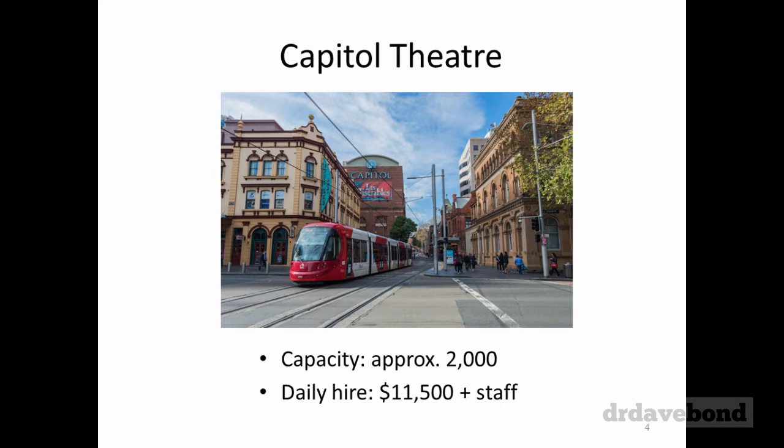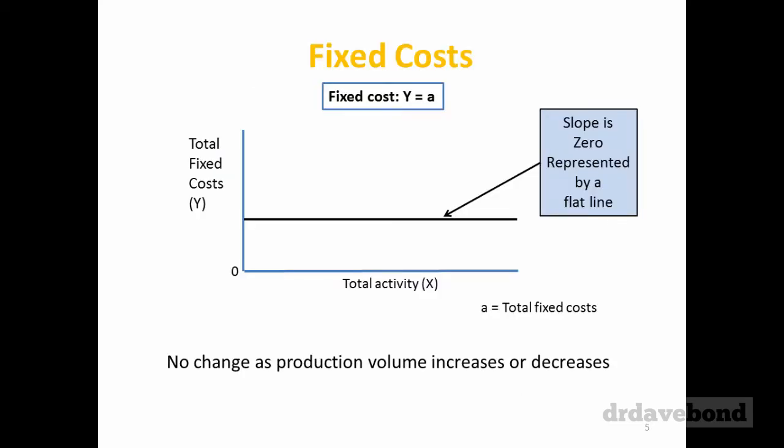So we want to know fixed cost. Fixed cost as a function, we're going to start to build in a little bit of algebra here. As a function, y is total cost, y equals a. A is your fixed cost component.